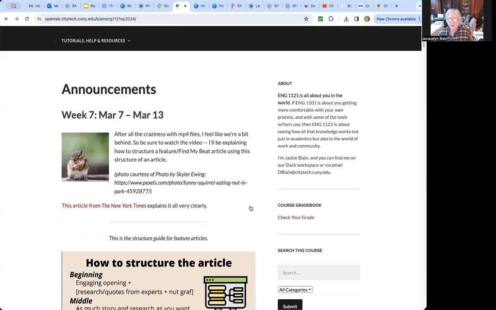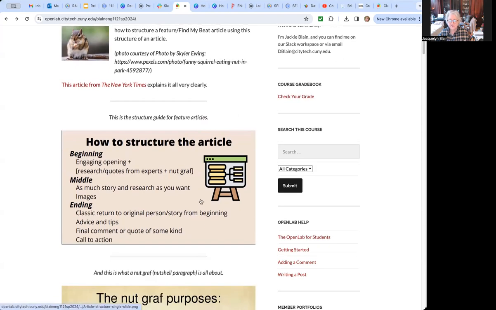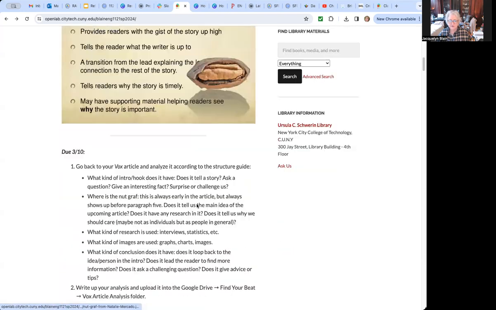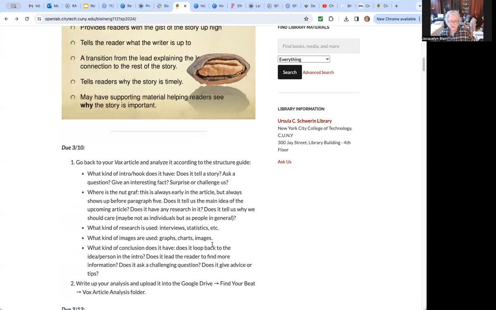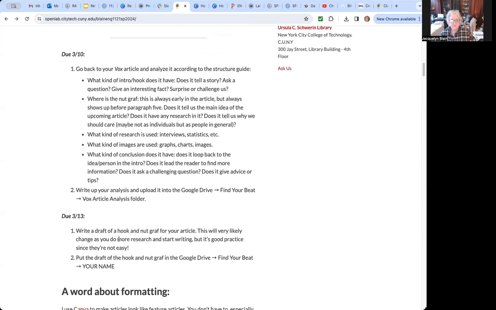So if you want to read more thoroughly about these feature articles and how they work, here's the article. This is a link. Here's the structure. Here's what a nut graph is. Here's the assignment, which is to go back to the through the box article and analyze it. Write these answers, upload it into the drive, into this folder or your own folder. Either one is fine. And then by next Wednesday night, just write a draft of your hook and nut graph, knowing that they will very likely change.